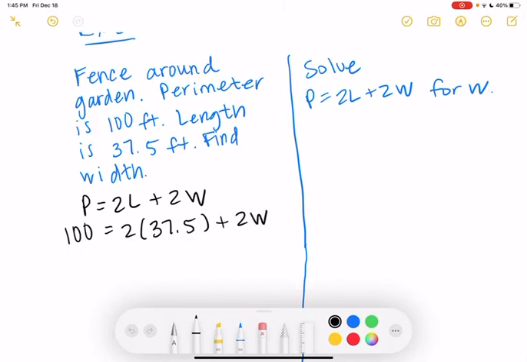Okay, so far I just wrote down my formula. Perimeter equals 2L plus 2W. Plugged in the perimeter I knew was 100, and I plugged in the length. Okay, so if you didn't quite get this far, go ahead and hit pause again. If you did get this far, keep watching.